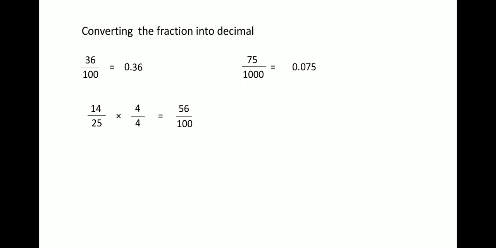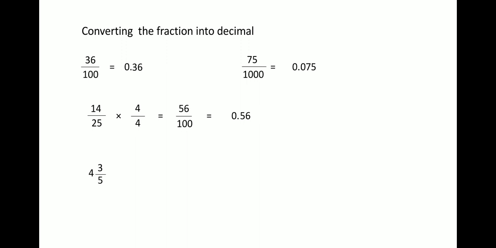Now you have to convert this into a decimal number. So just like the earlier case, we'll write down 56. We'll count the number of zeros down there. There are 2 zeros. So from the right hand side, we'll count 2 digits, 1 and 2. That means there should be the decimal point in front of 5. So 0.56 will be the required decimal number.